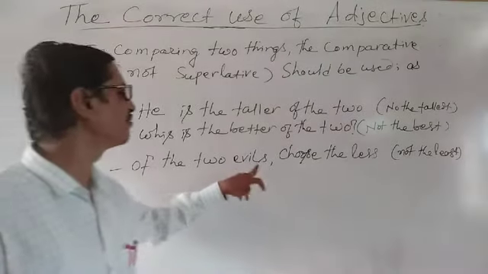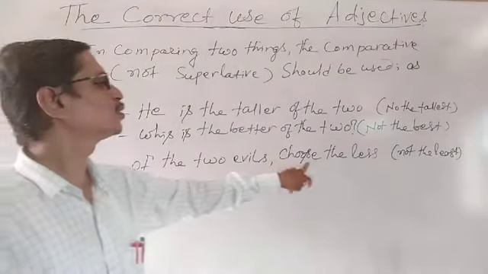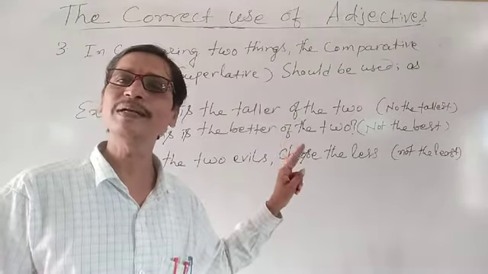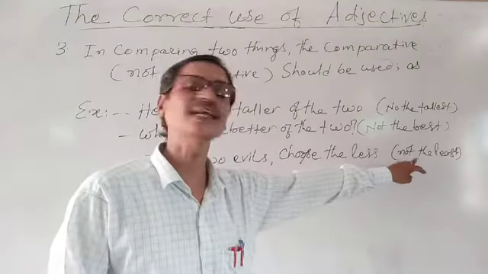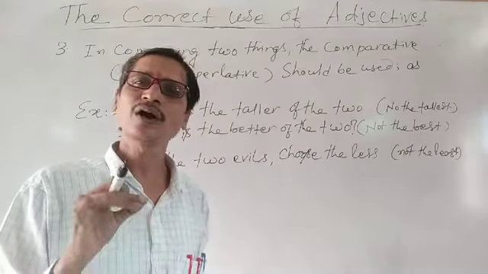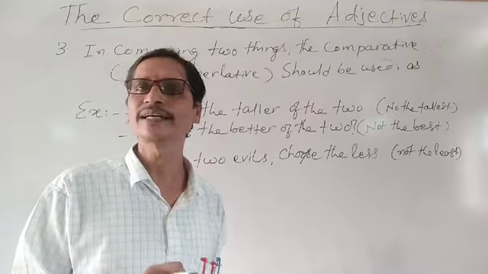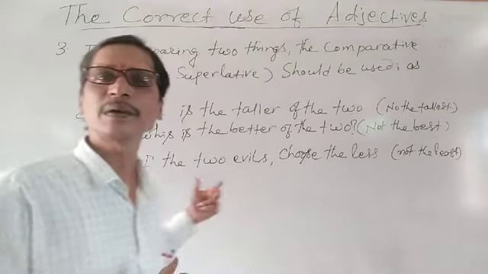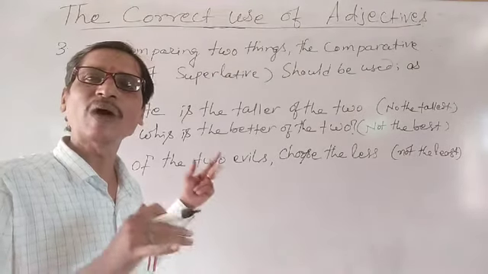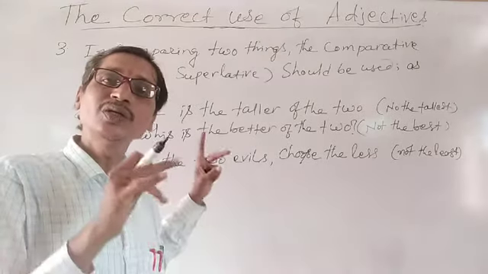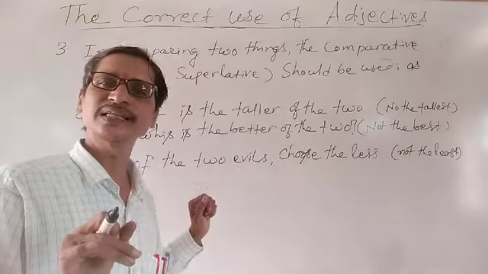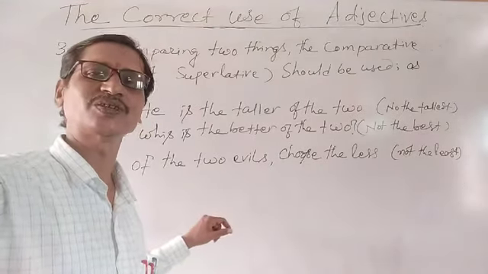So here, of the two evils, choose the less. Okay, so here "less" should be used because we are comparing between two evils. We should not use "the least". Instead, for comparisons, we should use comparative degrees, not the superlative degrees. This is the only instruction in this. From this example, we understood how we should use comparative degrees while comparing two things, and we should not use the superlatives while comparing two things. Let's understand the next rule.